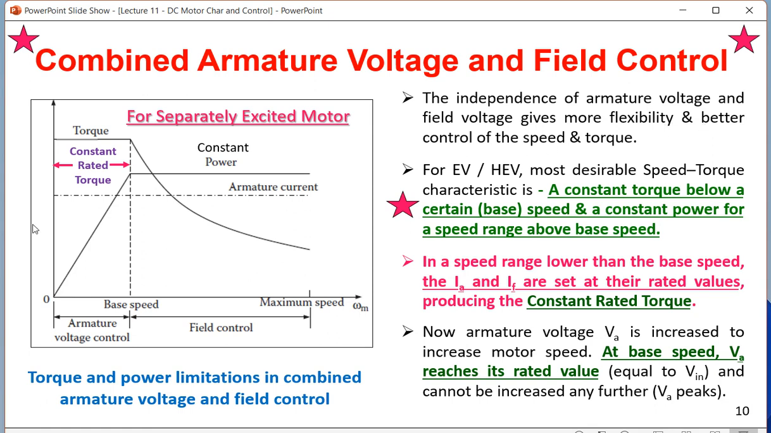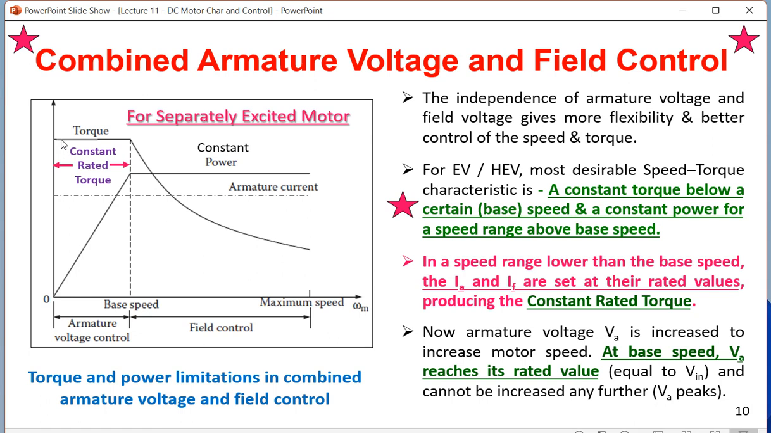So in the first part you are keeping the torque constant. That means you are controlling the torque. You are changing the armature circuit so that you are keeping torque constant, because TA is directly proportional to IA. So if you are controlling the IA, at that time you are trying to keep the TA constant. For EV, HEV, the most desirable speed torque characteristic is a constant torque below a certain speed, which is called the base speed, and constant power for a wide range after the base speed.